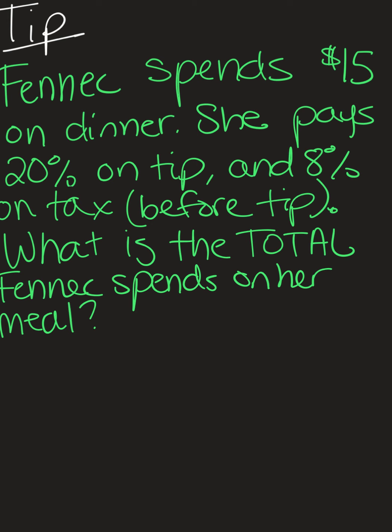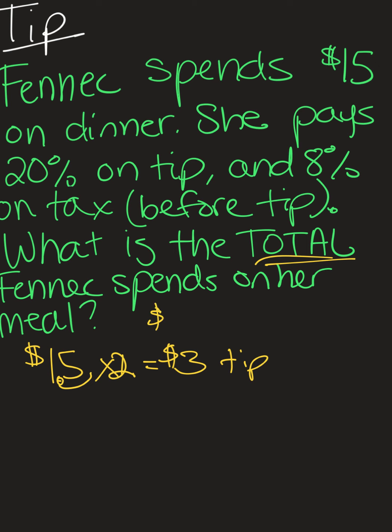Another tip example, Fenix spends $15 on dinner. She pays 20% on tip and 8% on tax before the tip. What is the total Fenix spends on her meal? So here I have to calculate a couple of different things and then do some adding at the end. I'm not just trying to find one piece of information. I'm trying to find multiple pieces combined, hence that total there. So $15 on dinner. 20% on tip. So I'm going to use that little trick I just showed you before. Move the decimal one time, I get 1.5 times 2, which is $3. Okay, so this is the tip.